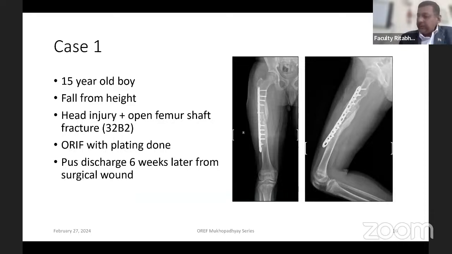So I'll take you through a simple case. This is a 15-year-old boy who had a fall from height. He had a head injury and an open shaft fracture, femur. So ORIF with plating was done. Six weeks later, there was pus discharge from the surgical wound.